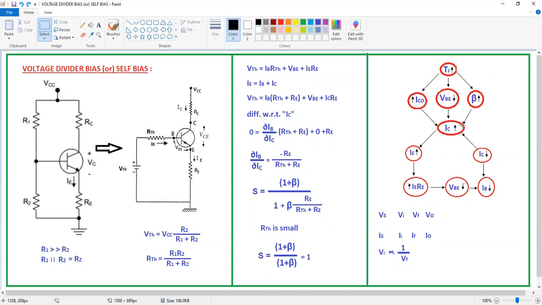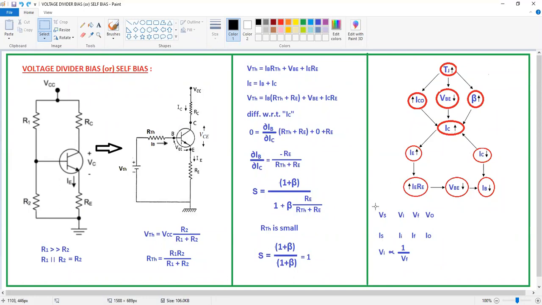Now here IC is increasing, because of that IE increases. If IE increases, then what is the voltage across this resistor? That is also going to increase. Why? Because here voltage is given by IE into RE. If current through the resistor increases, then voltage also is going to increase. That means IE RE is increasing. If IE RE increases, then what will happen to the input voltage?